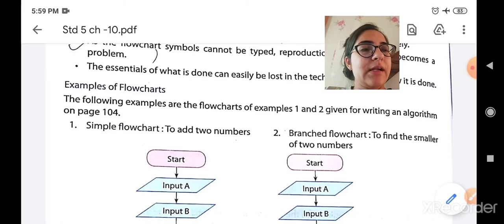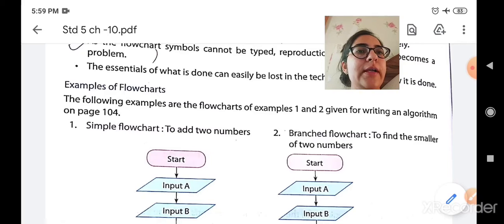So, in the previous class, we were discussing the advantages and the limitations of the flowchart. Today we will continue with the topic of examples of flowcharts. The following examples are the flowcharts of example 1 and 2 given for writing an algorithm, that is on page number 104.